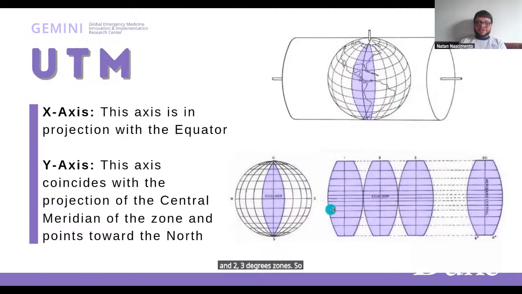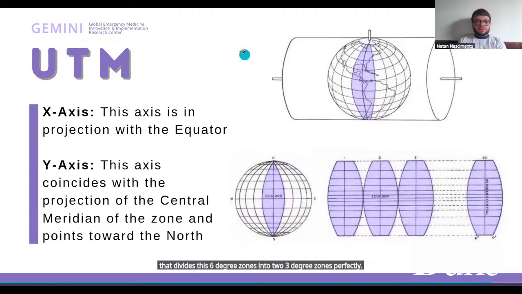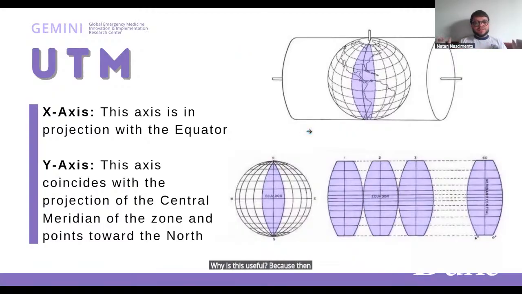So you can see here in this image that we have a zone, or a time zone. That's what we use for time zones. That is divided by a meridian here that divides these 6 degree zones into 2 3-degree zones perfectly. Why is this useful? Because then it's a flat surface, and in a flat surface, I can just put an X and a Y axis and then put it in a cartographic or a Cartesian model.